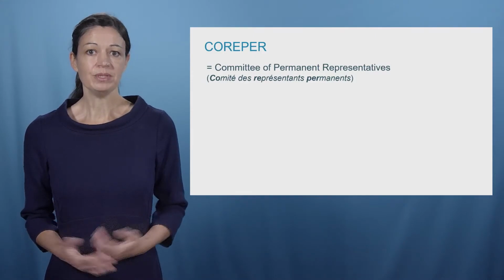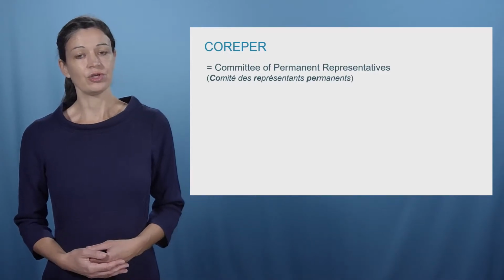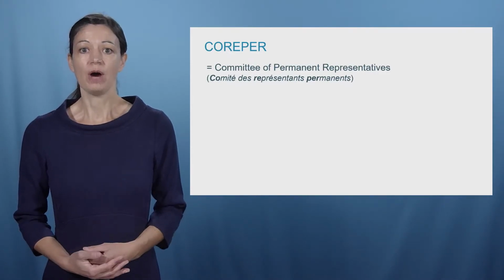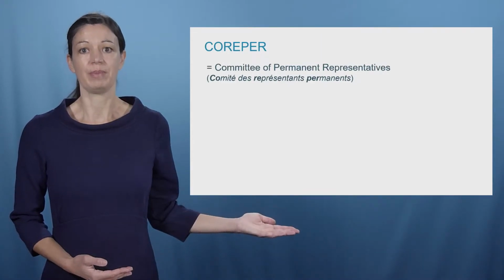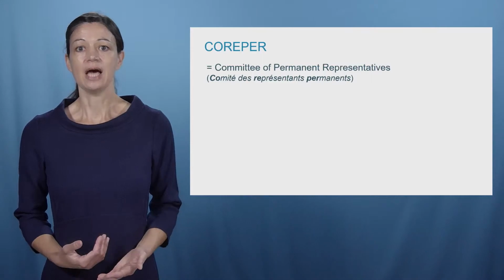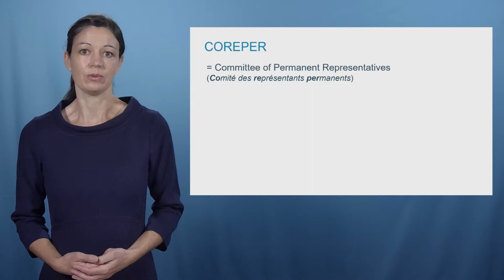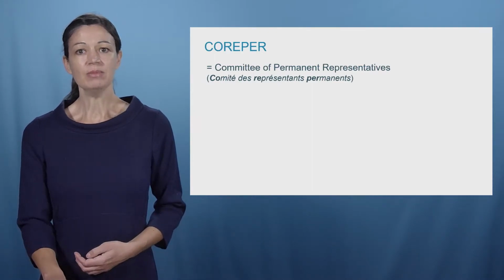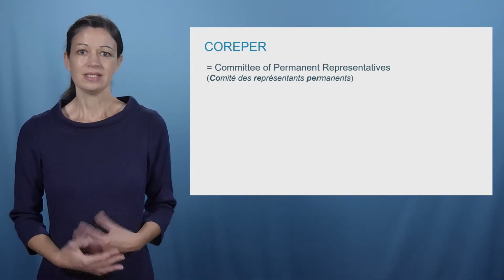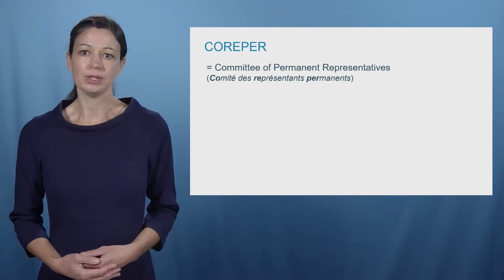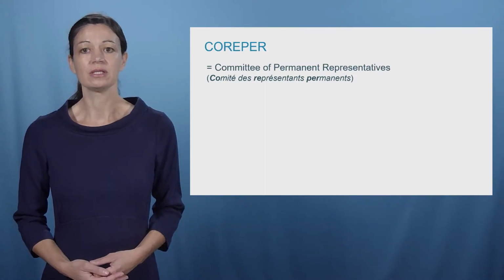Issues that could not be solved at the civil servant level in the working parties are referred to one of 2 committees of permanent representatives, the so-called Coreper. This is an acronym of the French name Comité des représentants permanents. Each EU member state has a permanent representation in Brussels. This is a kind of embassy to the European Union. Their ambassador is called permanent representative.